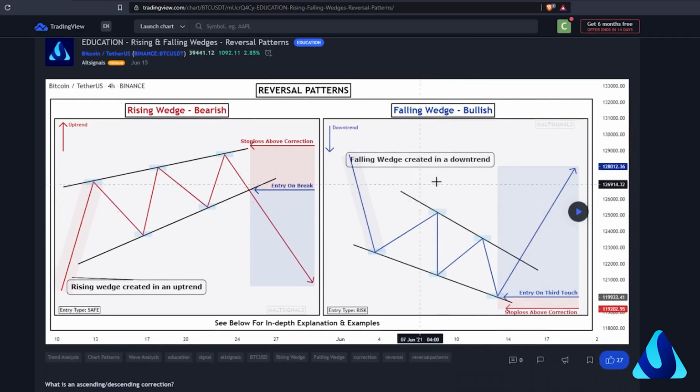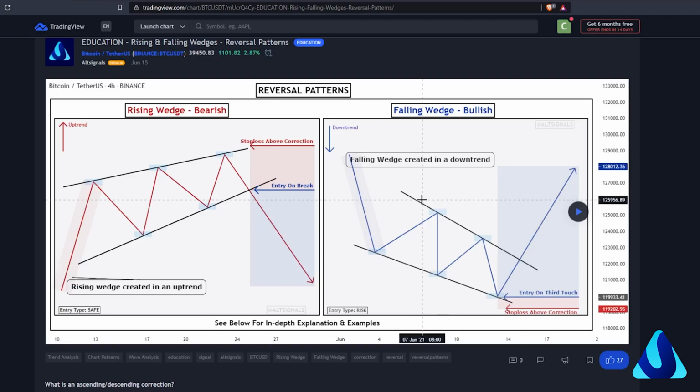So this would be a falling wedge. We have a downtrend, and then we start to see a wedge forming between the price. So again, we have lower highs and lower lows, and eventually price contracts, and we see a bullish breakout to the upside. So there are two ways to trade the rising and falling wedges.